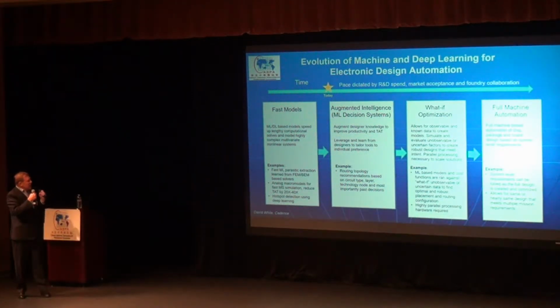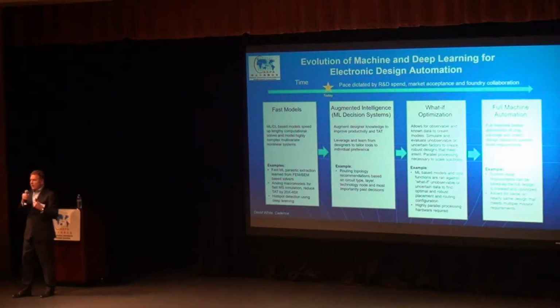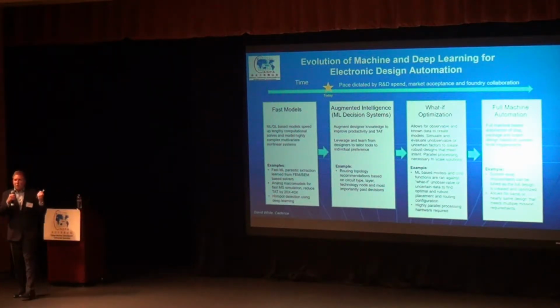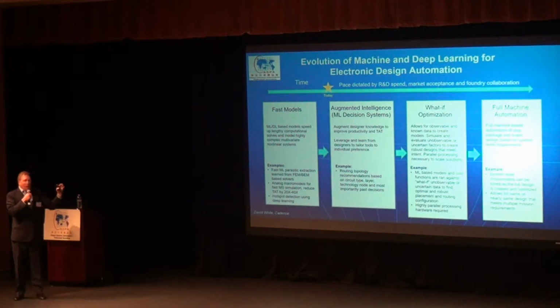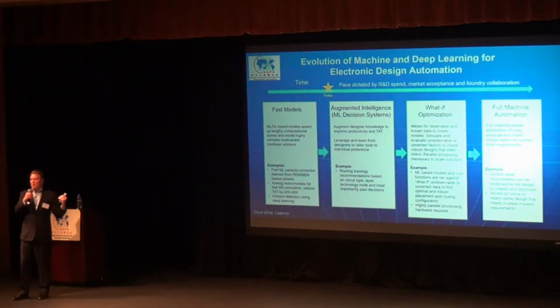The next stage is what-if optimization. Here we start to use machine learning, distributed processing, and optimization algorithms to do more what-if analysis, looking at, for example, alternative placement strategies or alternative routing topologies. If you can couple these with very strong, powerful optimization methods, you can start to find a more optimal routing or a more optimal placement in your layout or in your designs.